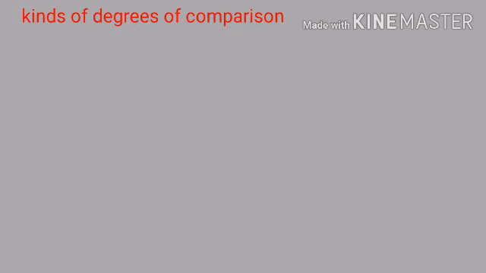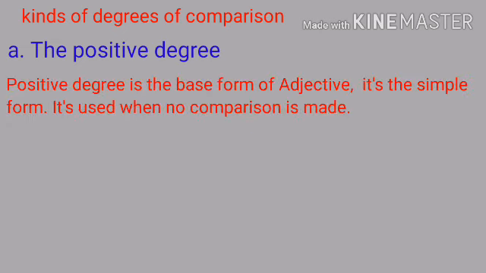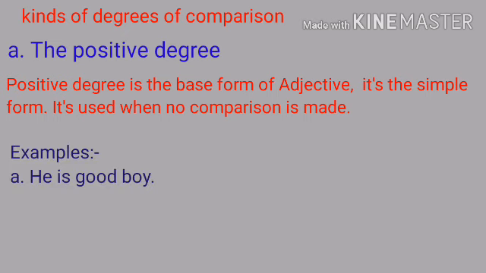The first is the positive degree. So what is positive degree? The positive degree is the base form of adjective. It's the simple form. It's used when no comparison is made. For examples, he is a good boy, she is beautiful.